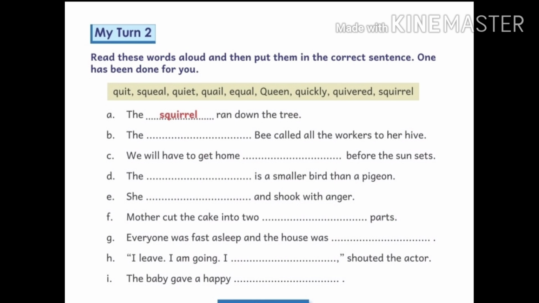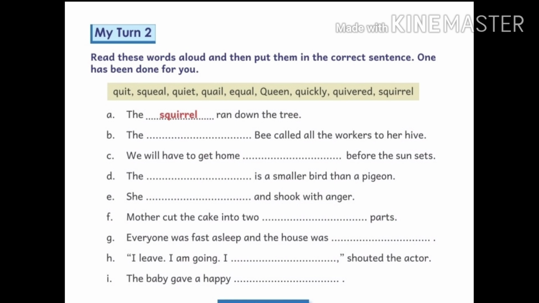Read these words aloud and then put them in the correct sentence. One has been done for you. Means read these words aloud, after that fill the correct word in the correct sentence. Quit, squill, quite, quail, equal, queen, quickly, quicker, squirrel.